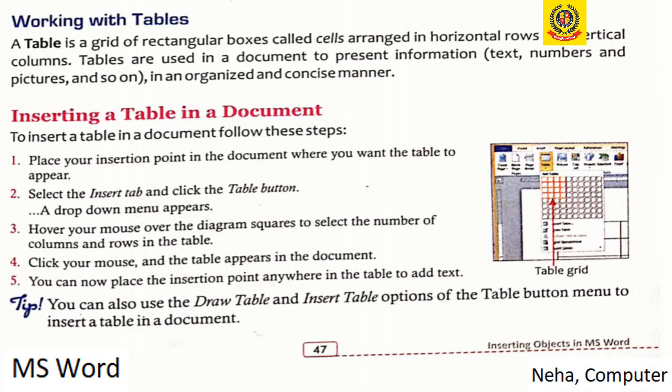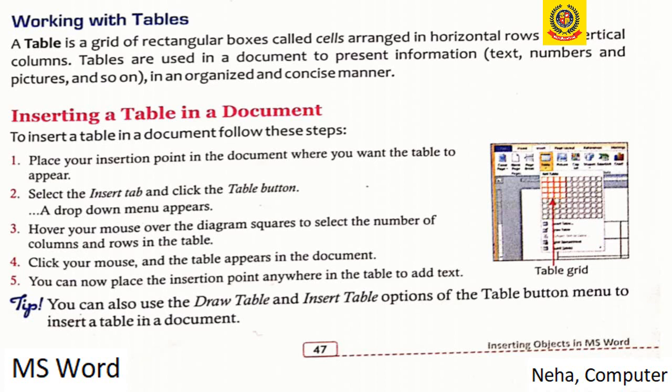Working with tables. Now in Microsoft Word, there is a feature to insert a table in it. What is a table? A table is a grid of rectangular boxes called cells arranged in horizontal rows and vertical columns. Now we know that a table has rows and columns in it. Rows are the sleeping lines and columns are the standing lines. And why do we need tables in a document? Because it presents the data in an organized and concise manner.